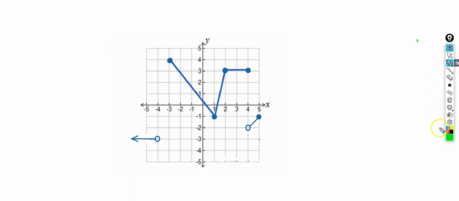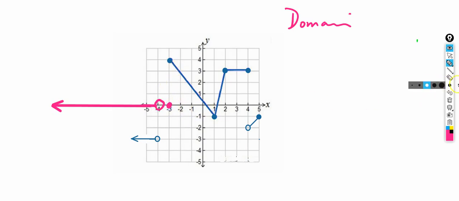Okay, well, for domain, I go from left to right. I have no left limit here. So this is actually coming in from -infinity. All right, so that's going on forever, and it's coming in from -infinity, and then I reach -4, I look up or down, there's not a point. Then I pick it up again at -3, and that point's included.